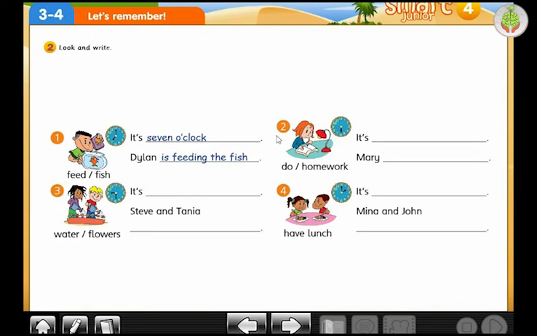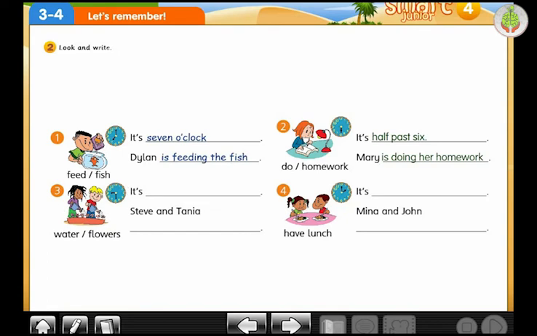Now, let's try number 2. What time is it? Very good. It's 6:30. This girl, her name is Mary. Mary is singular. So, I use is. Mary is. Do. I add ing. It becomes doing. Mary is doing her homework.